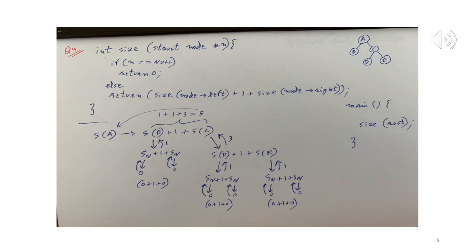So SD returns 1, plus 1, plus SE returns 1. So we get 3. So SC returns 3. So SB has returned 1, plus 1, plus SC has returned 3. So 1 plus 1 is 2, plus 3 is equal to 5. So SA returns 5. Right. In this way, we calculate the number of nodes of the tree. Okay.